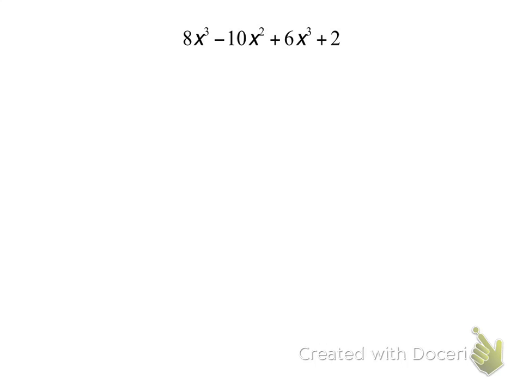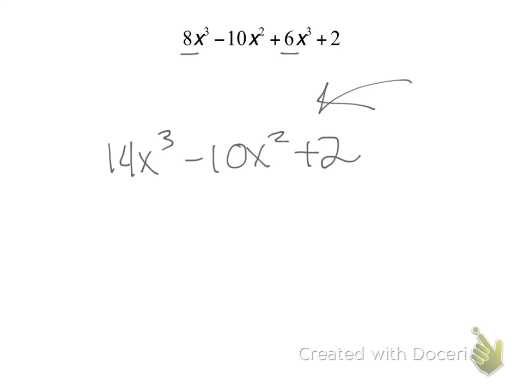Okay, now we're combining our like terms. So I can combine my x cubes because they have the same exponent and the same base. So 8x cubed plus 6x cubed is 14x cubed. And remember, when we're adding and subtracting things with the same base, the exponents never change. It's only when we're multiplying or dividing. And then we got our minus 10x squared plus 2. I always want to make sure it's written in standard form. Standard form is highest exponent to lowest exponent, so your answer should always be in standard form.